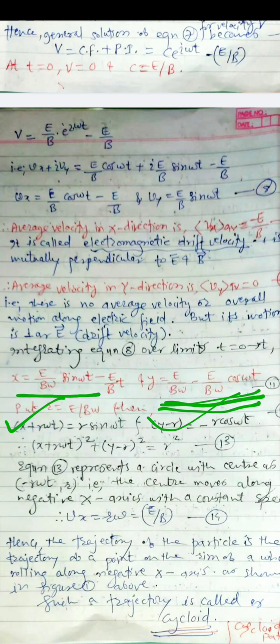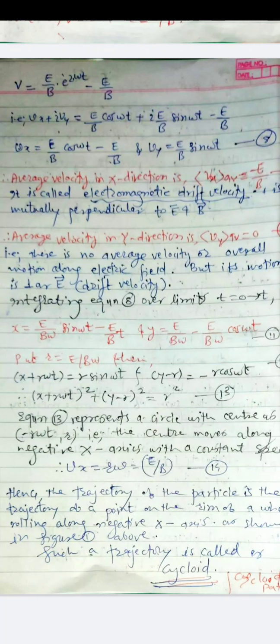Hence, we write the equation (x plus r omega t) squared plus (y minus r) squared equals r squared, equation number 13. This equation 13 represents a circle with the center at minus r omega t, r. That is, the center moves along the negative x-axis with a constant speed shown by equation number 14: Vx equals r omega equals E upon B.